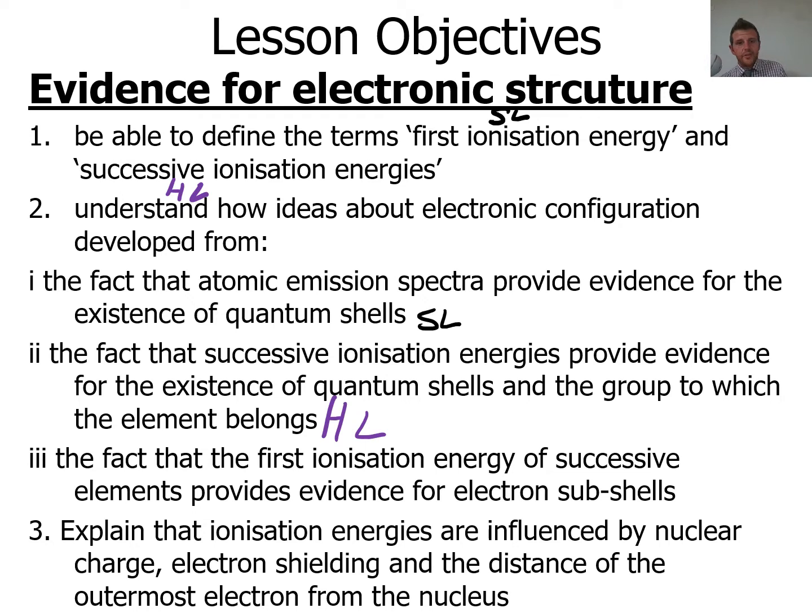The fact that the first ionization energy provides evidence for the main energy levels. And then finally, explain ionization energies with regards to their nuclear charge, electron shielding, and other chapter 3 stuff.